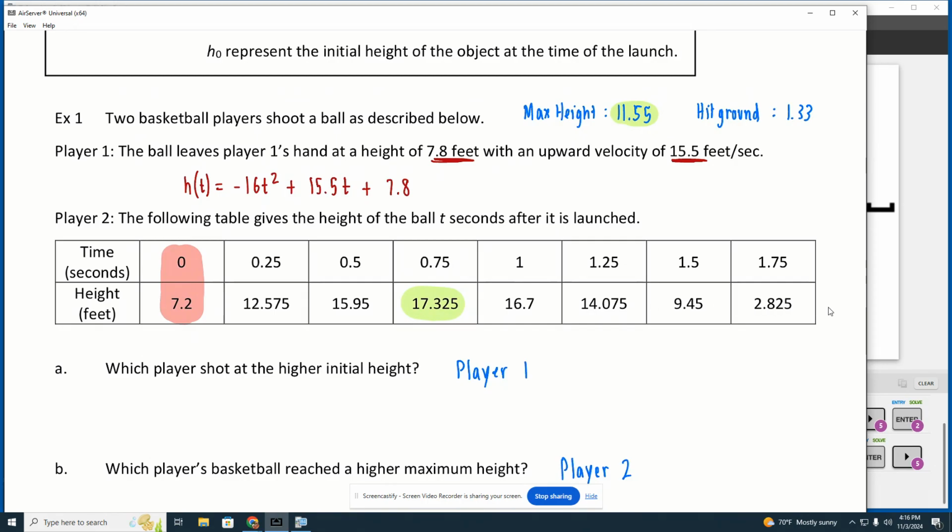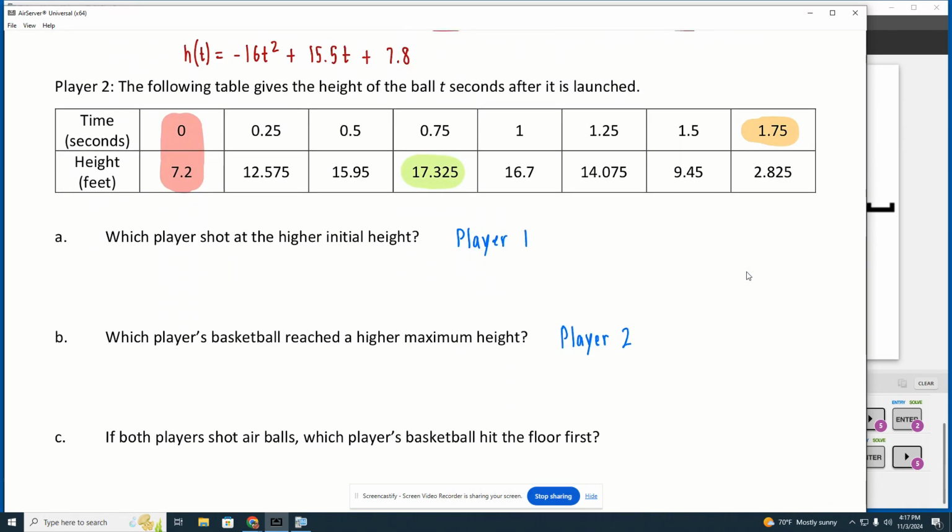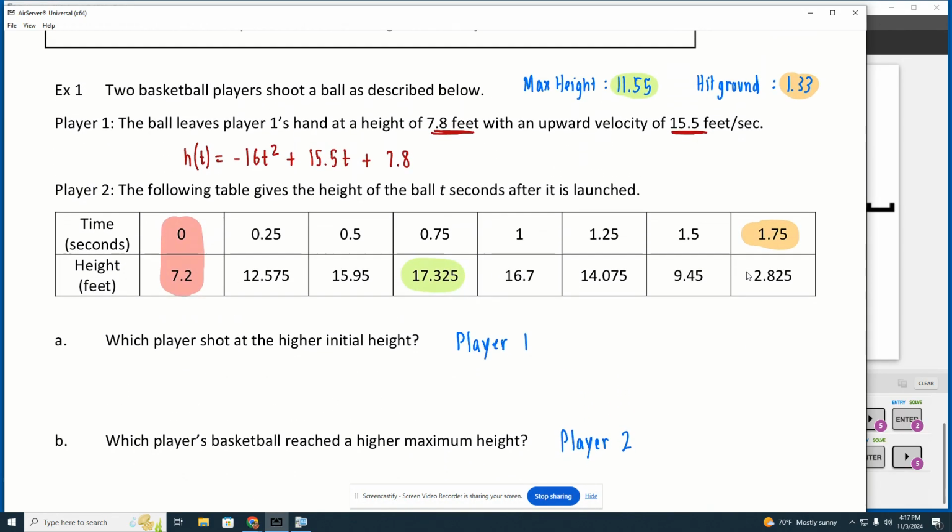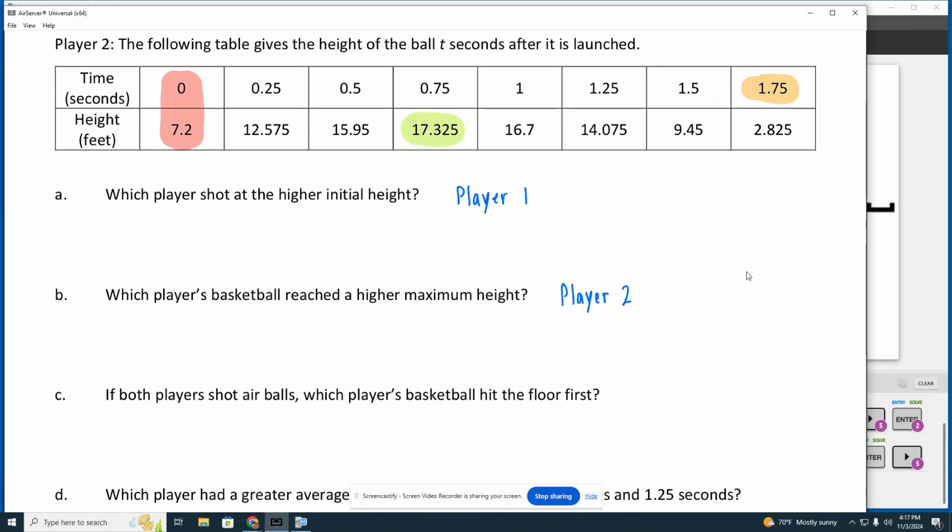It still hasn't crossed into negatives. And because it hasn't crossed into negatives, we know that it still hasn't hit the ground after at least 1.75 seconds. Well, 1.75 is definitely longer than 1.33. So who's actually hit the ground first? Well, 1.33. 1.33 came faster. So player 1 again.